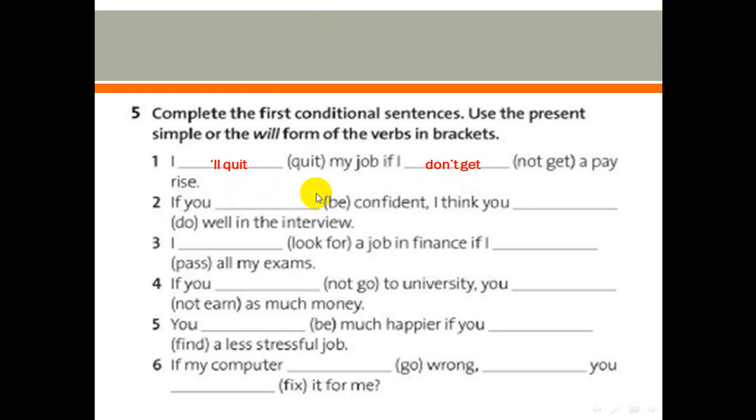If you, we have a verb to be. What does you take? If you are, apostrophe re, abbreviation of are. If you're confident, I think you will do well in the interview. Okay? You will do, apostrophe ll. You'll. It's abbreviated form. Will plus infinitive, the verb do.